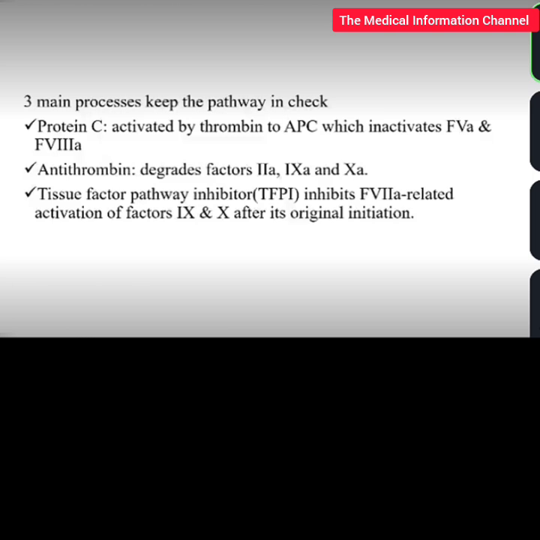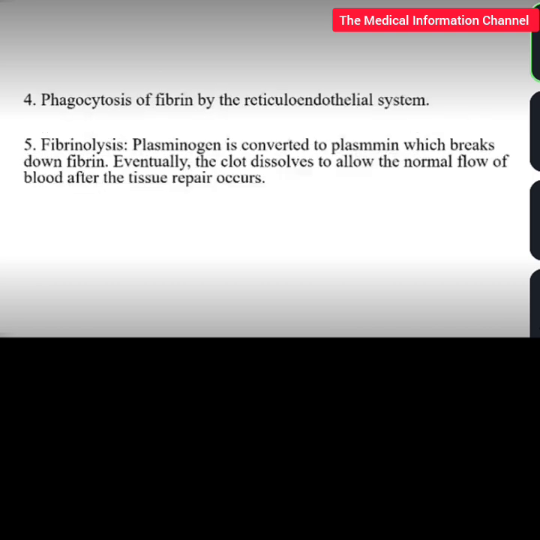So this is just what I explained. Protein C is activated by thrombin to become activated protein C, which then inactivates activated factor 5 and activated factor 8. Antithrombin then degrades activated factors 2, 9, and 10, and the tissue factor pathway inhibitor inhibits factor 7 related activation of factors 9 and 10 after original initiation. So the next step is the phagocytosis of fibrin by the reticuloendothelial system, and then fibrinolysis, where plasminogen is converted to plasmin, which then breaks down fibrin, and eventually the clot dissolves to allow normal blood flow.